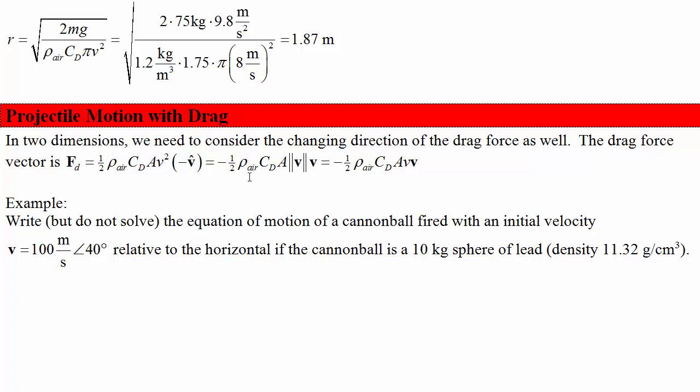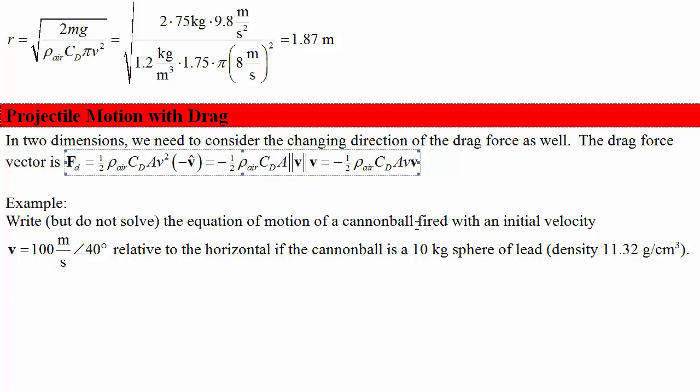Projectile motion with drag. In 2 dimensions, we have to consider the fact that the drag force points in the opposite direction of the velocity. So if the object is moving with velocity v, the vector, then the drag force would be in the negative v direction. It's proportional to velocity squared, the magnitude, so the speed squared relative to the fluid. And since the unit vector in the direction of velocity is the actual velocity vector divided by the speed, we can cross out one of the speed components.